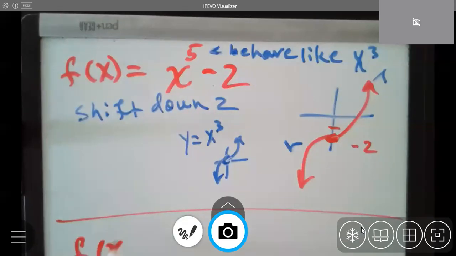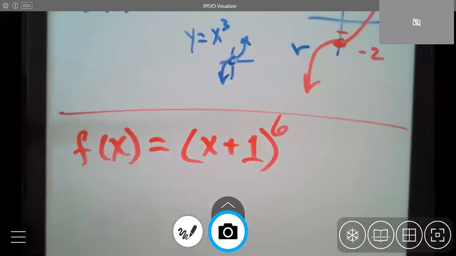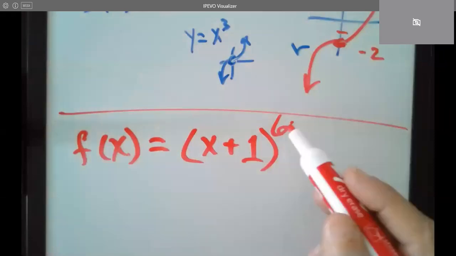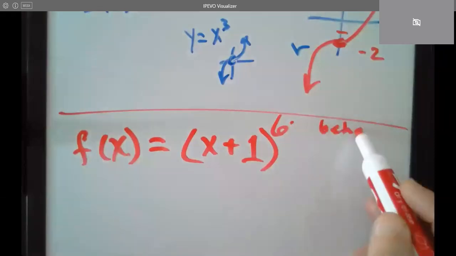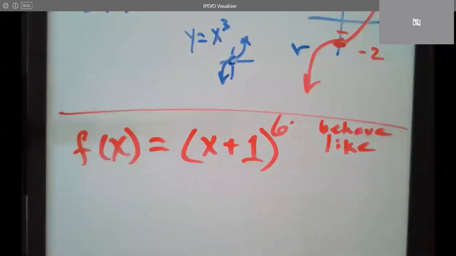We have f of x equals (x plus 1) to the 6th. Okay? So it's even, right? This is even. So it's going to behave like what? x squared or x cubed? Yeah. It's going to behave like x squared because x squared is even and x to the 6 is even, right? So it behaves like x squared.